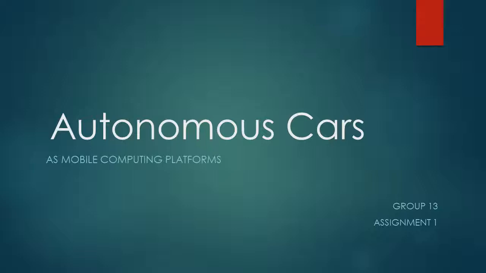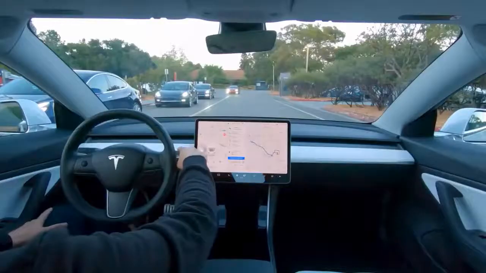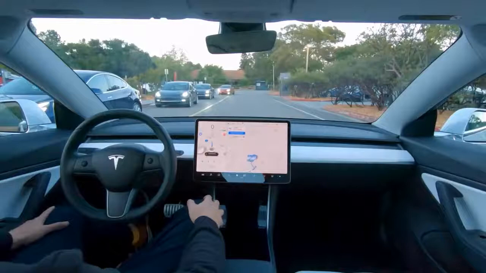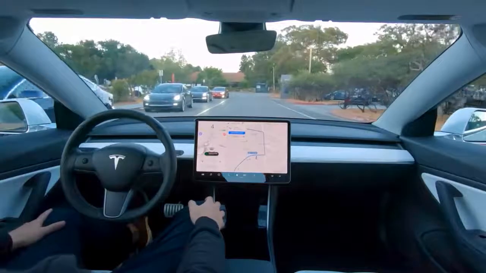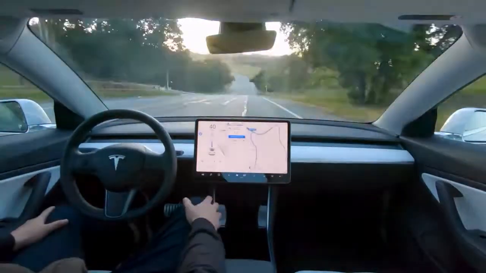We are here today to talk about autonomous vehicles as an example of mobile computing platforms. Imagine being driven to places by a super robot driver who doesn't get tired, sees everything around the car, and is much faster than you in responding to driving situations. All of that while you're napping in the backseat or watching your favorite TV show. Well, that is the essence of autonomous vehicles, minus the robot driver, of course.